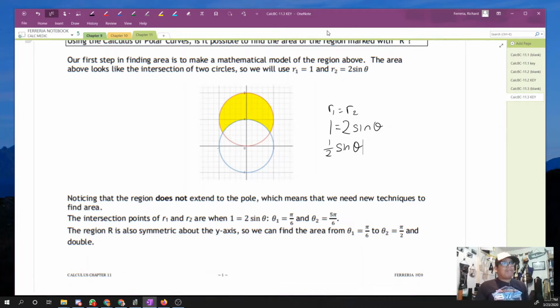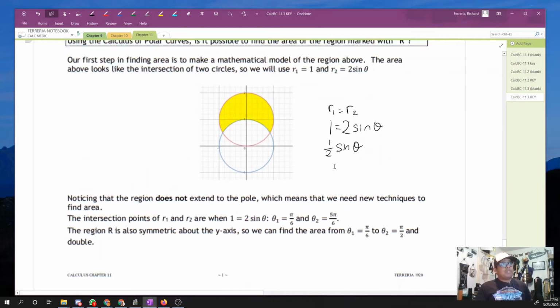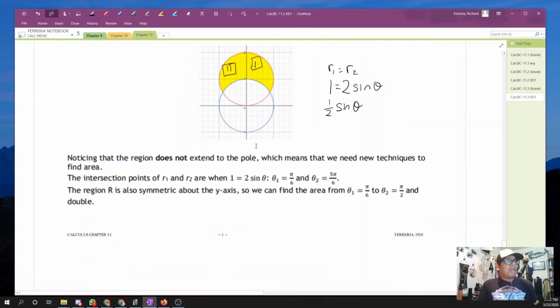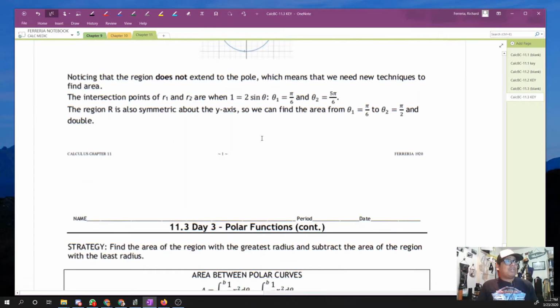We also have the fact that this region in yellow is symmetric about the y-axis, which would mean that we can figure out the area of this first region and double that area. That will get us the entire yellow section. I highly recommend you use symmetry. I always recommend you use symmetry, and it usually will make your integrals easier to compute.